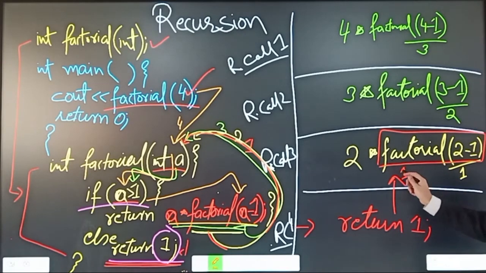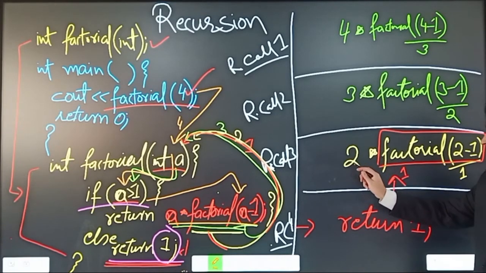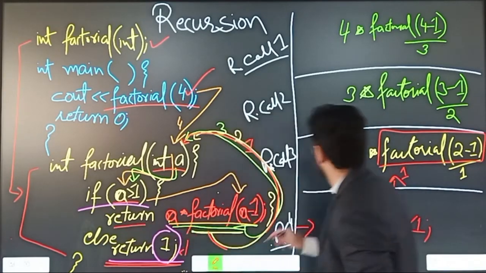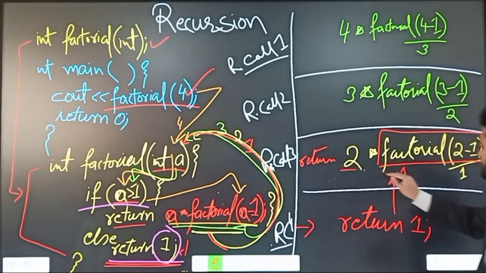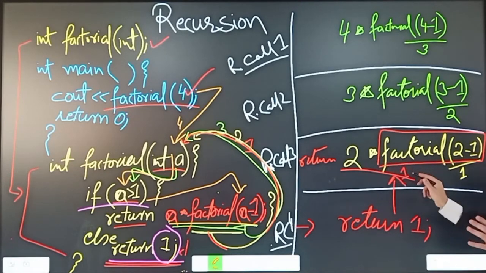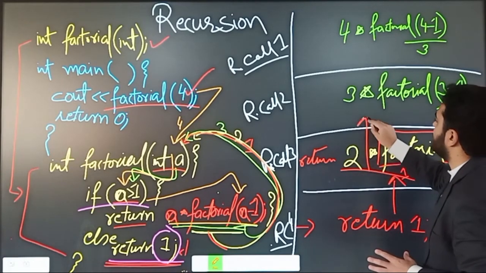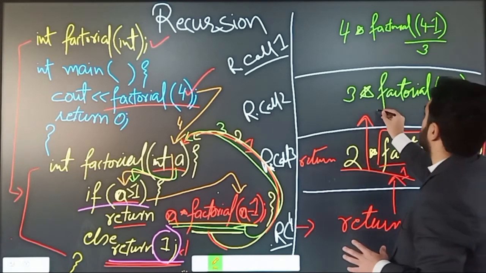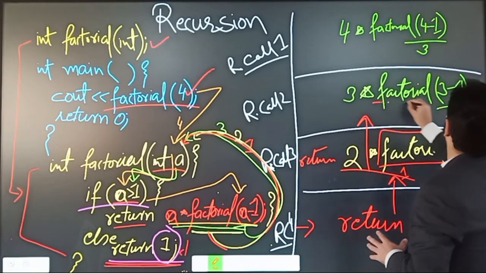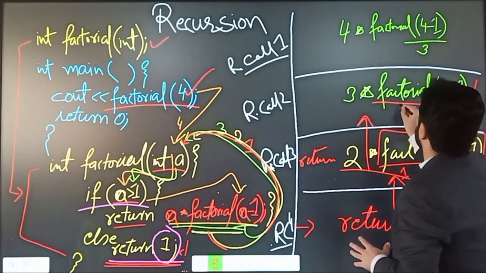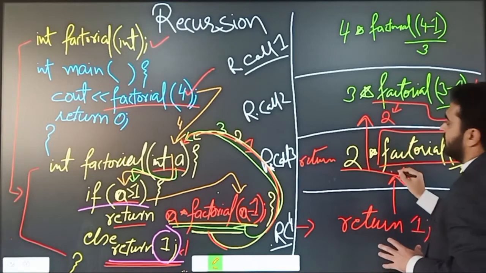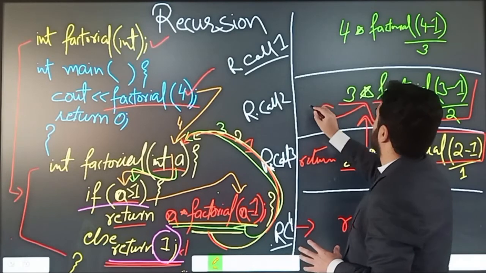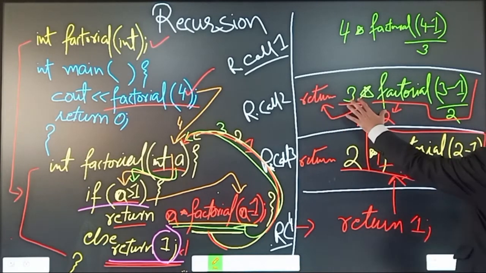This one will be multiplied with 2, and 2 multiplied by 1 will be returned. This is the return statement. The answer of 2 multiplied by 1 will be returned to the second recursive call. The answer of 2 multiplied by 1 is 2, so this function is going to return 2. Then 2 multiplied by 3 through the return statement, so the answer is 6 actually.